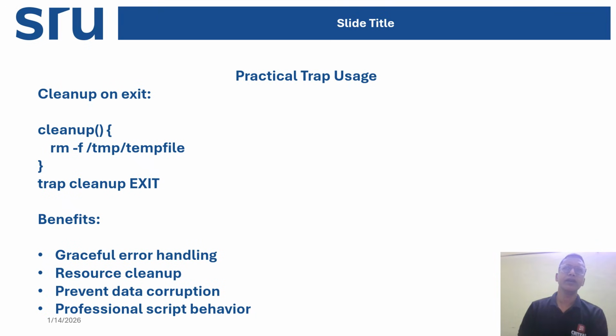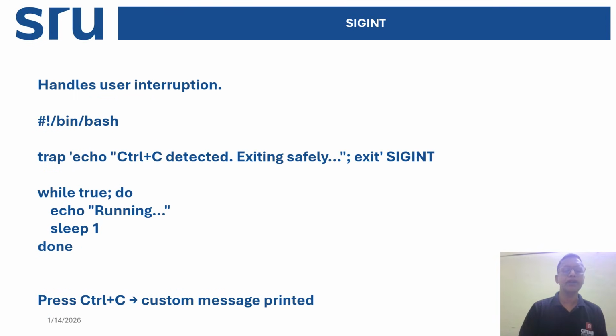When the program is executed successfully, when it is about to exit, means after closing of the function, the temporary files should be cleaned. In such a scenario, the code should be like this: cleanup, rm -f /tmp/tempfile, and trap cleanup EXIT is the keyword. So after closing of the function, it clears all temporary files. And one more: trap 'echo Control C detected, exit safely' SIGINT. So here the code is like while true, do echo running, sleep 1, done. Sleep 1 means it sleeps for one second.